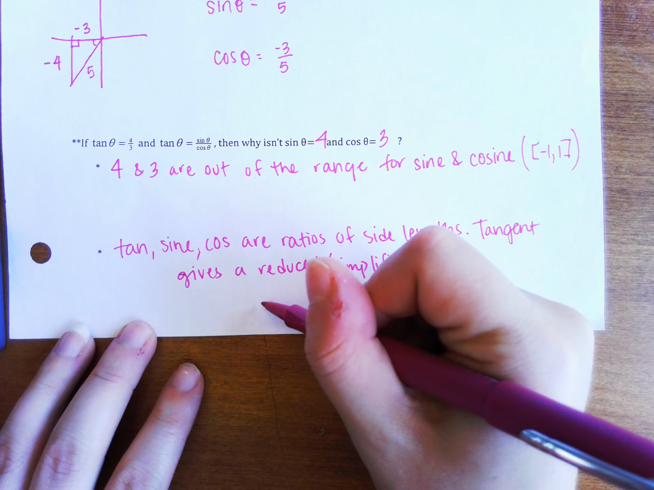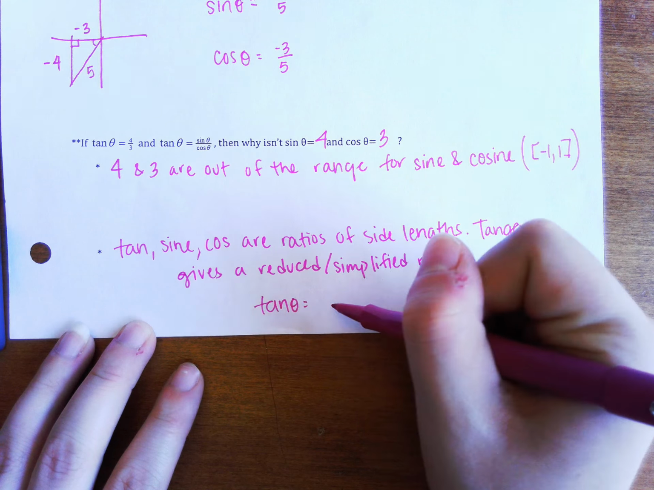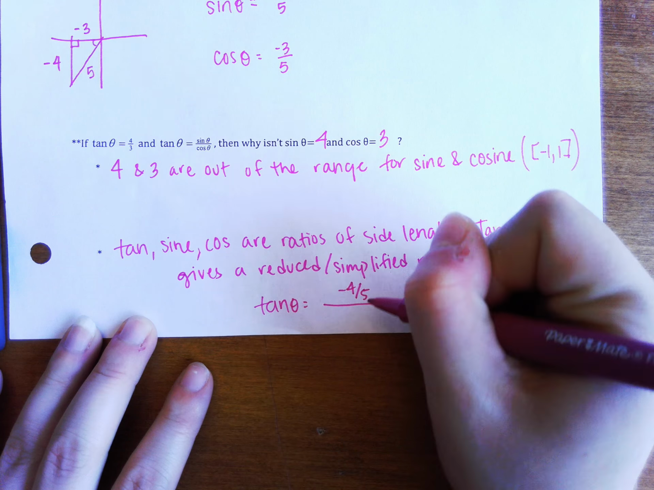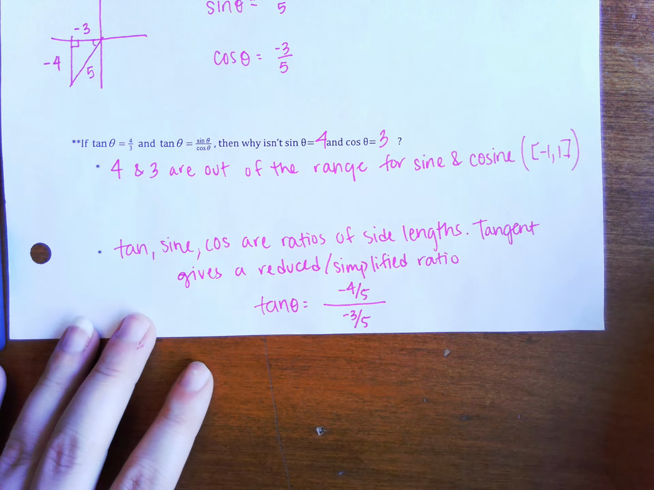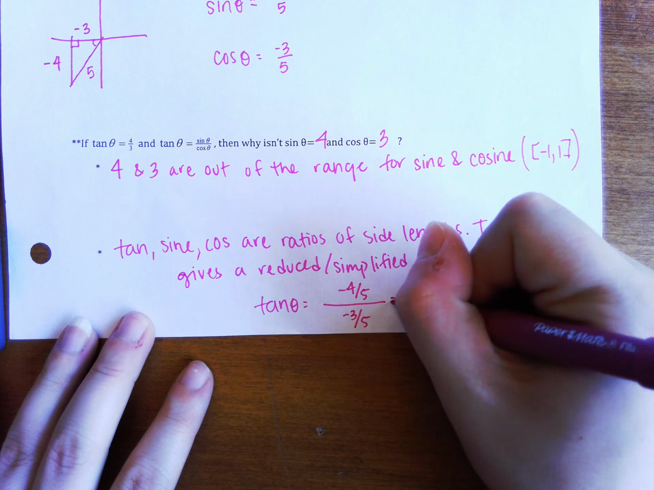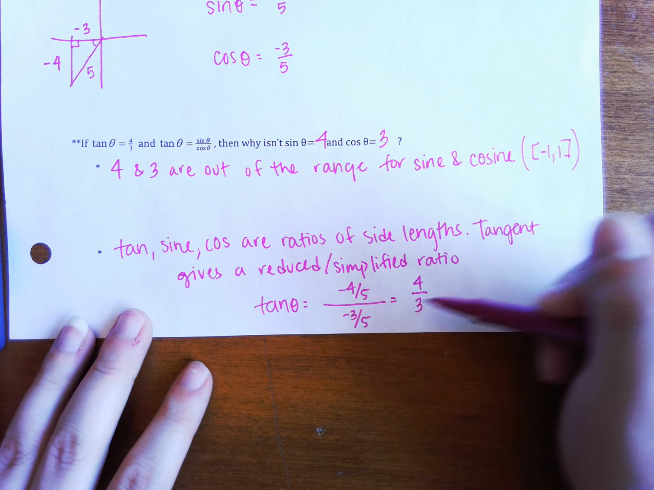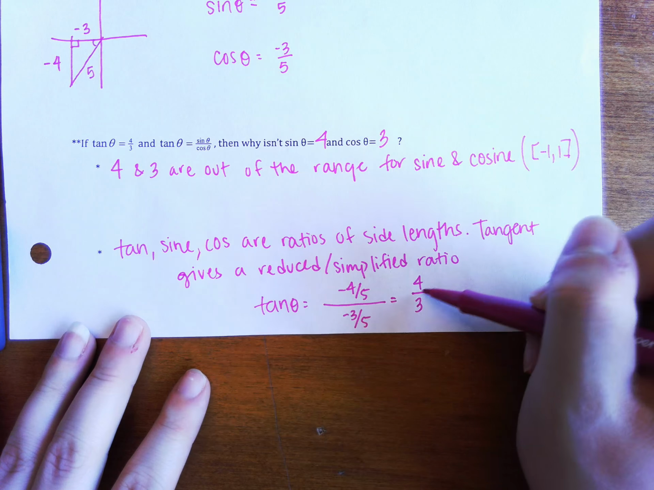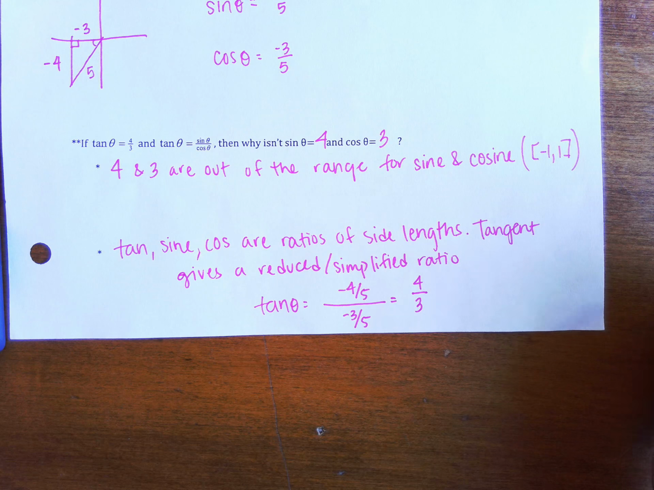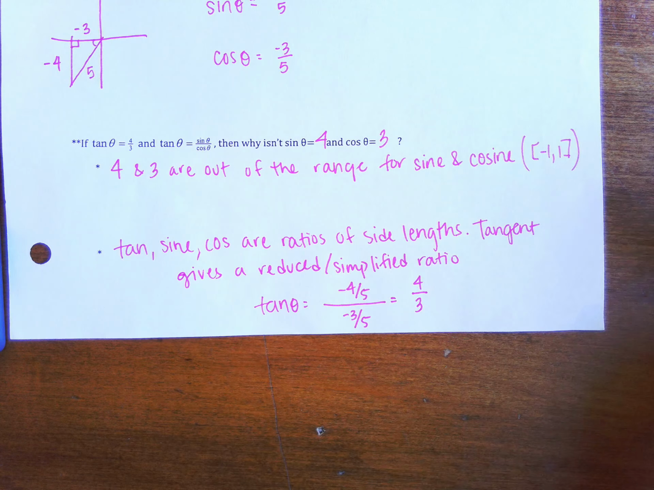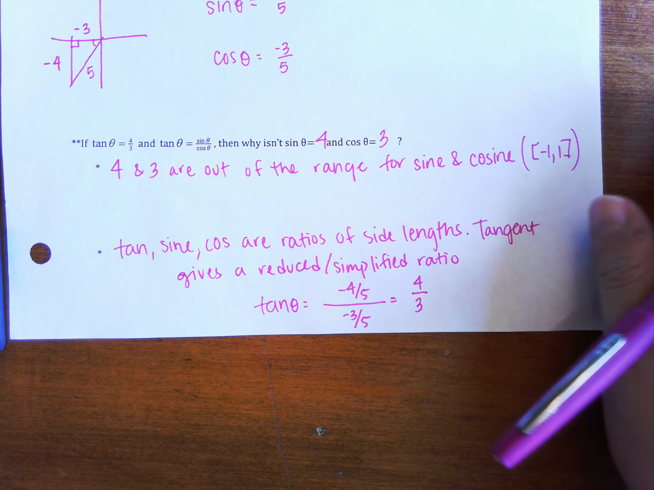So instead, thinking of that problem, we could write tangent as a ratio of sine and cosine, which would be negative 4 over 5 and negative 3 over 5. And what that does is it simplifies down to 4 over 3. So these things are equivalent, but that doesn't mean that sine is 4 and cosine is 3. So you have to be a little bit careful when you're going through, because our tangent is always something that's simplified and reduced down. So our hypotenuses cancel out, in other words, to come up with our tangent.